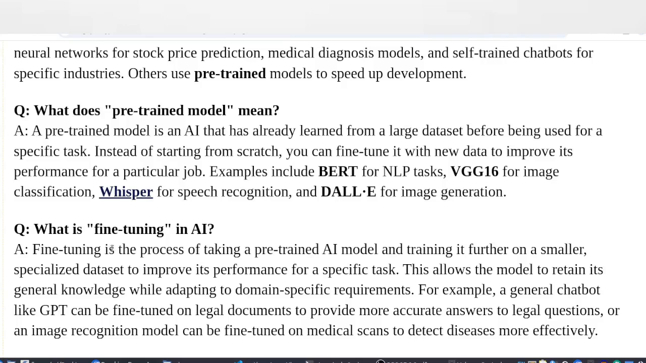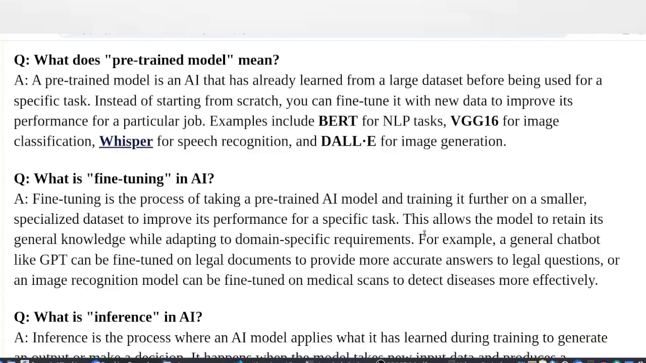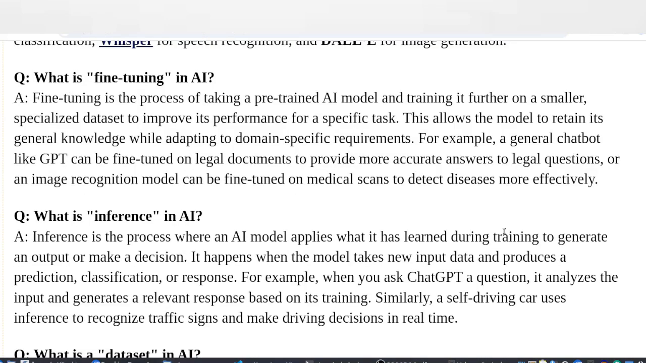That is the next thing, fine-tuning. Fine-tuning is the process of taking a pre-trained AI model and training it further on a smaller specialized data set, our own data set, to improve its performance for a specific task, our own task. For example, a general chatbot like GPT can be fine-tuned on legal documents to provide more accurate answers to legal questions. Similarly, an image recognition model can be fine-tuned on medical scans to detect diseases more effectively.